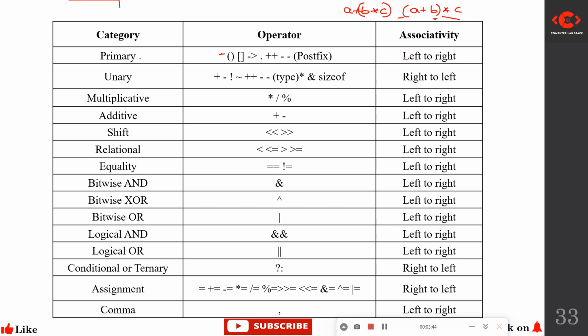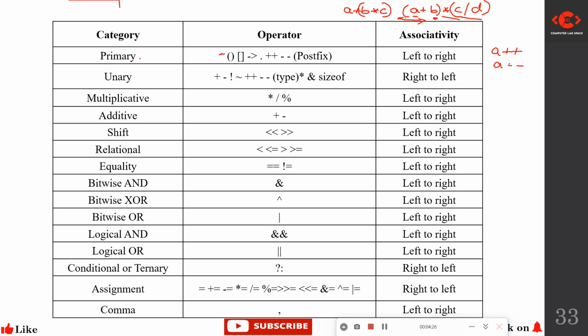Most importantly, the associativity here is left to right. For example, if I write c divided by d, and this has a bracket, you need to solve from left to right. First you solve this expression, next you solve this expression. This is what left to right means. Along with that, the first priority also goes to postfix, which is post-increment, for example a plus plus, or post-decrement. These are also first priority, and they are solved from left to right.